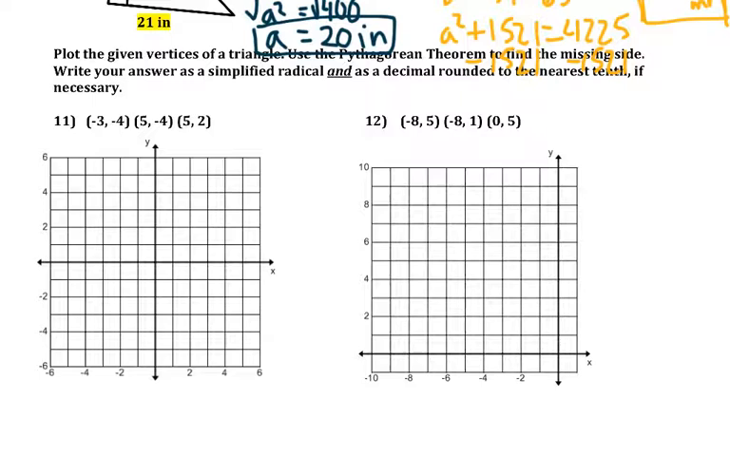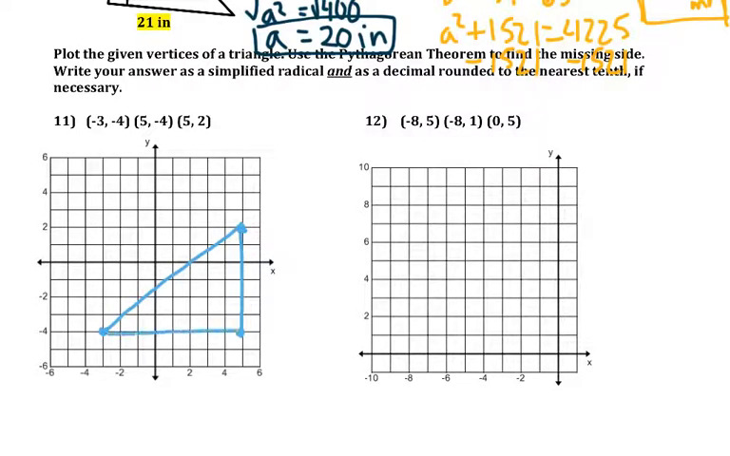Okay, so number 11, we got the point -3, -4. So we're going to go from the origin, left 3 and down 4. That's going to be our first point. Then we have the point 5, -4. So we're going to go right 5 from the origin and then down 4. And then we're going to go right 5, because 5, 2, and up 2. So right 5, up 2. So here's our right triangle.